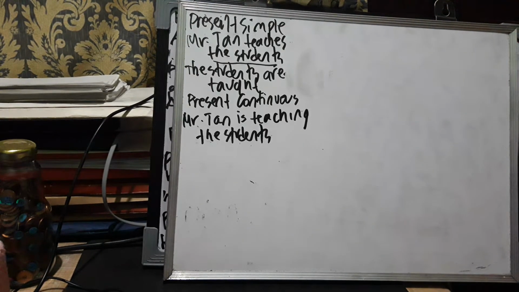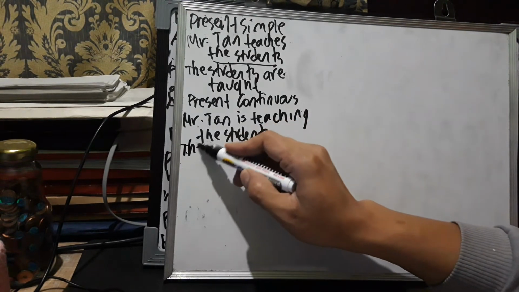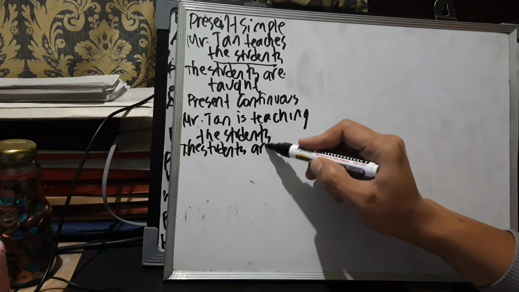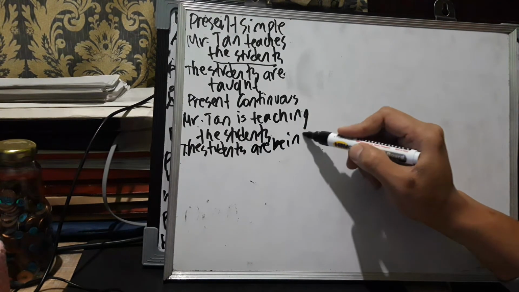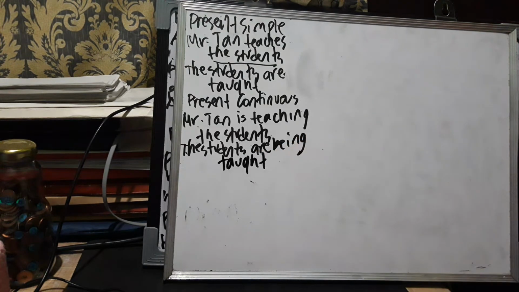Now we change again into present continuous passive. And look at the pattern on part 3. The pattern is subject plus am, is, are plus being plus the past participle. So it would become like this. The students, am, is, are. The students are being what? Taught. So that is the passive of what? Present continuous.